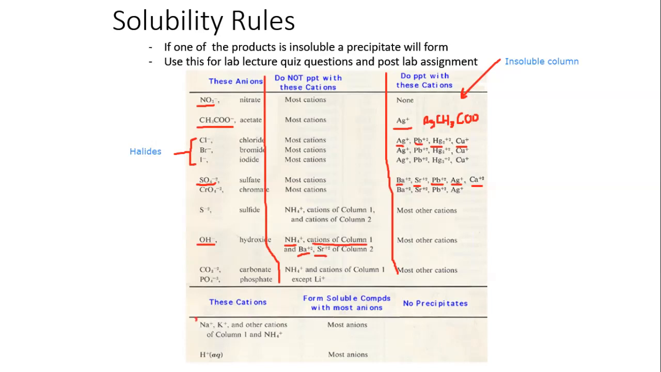Now, sodium, group 1 cations, and ammonium cations are always soluble regardless of the anion. So anytime you see a group 1 salt or an ammonium salt, you know automatically it's a soluble salt. So make sure you look over these solubility rules because they're important to determine the precipitate in precipitation reactions.